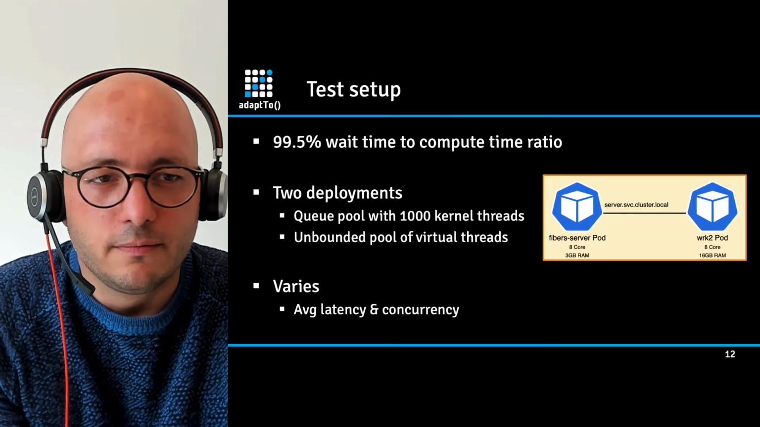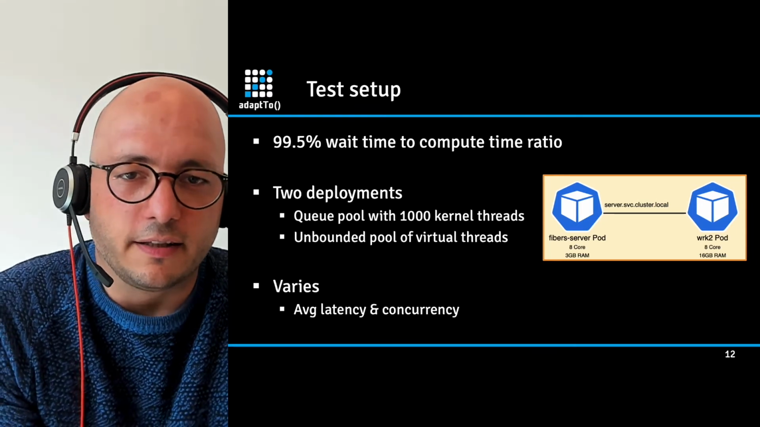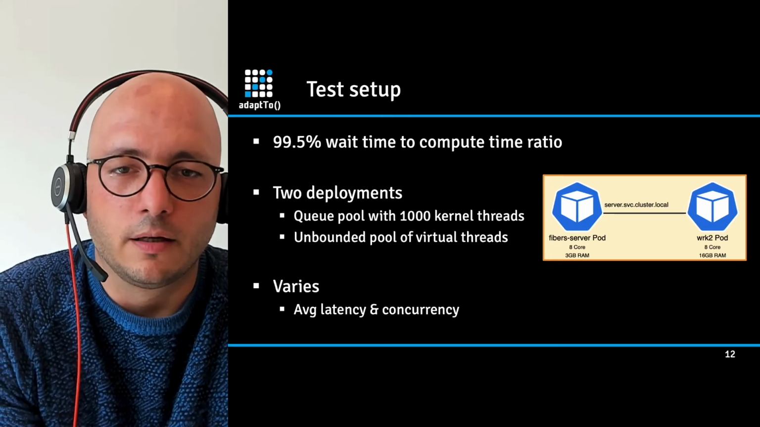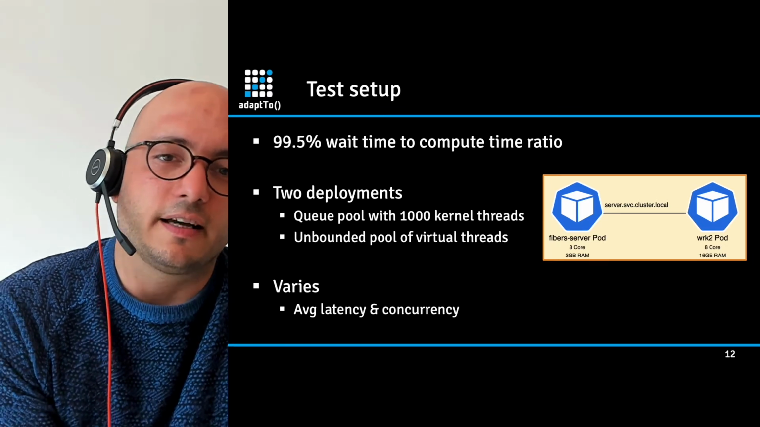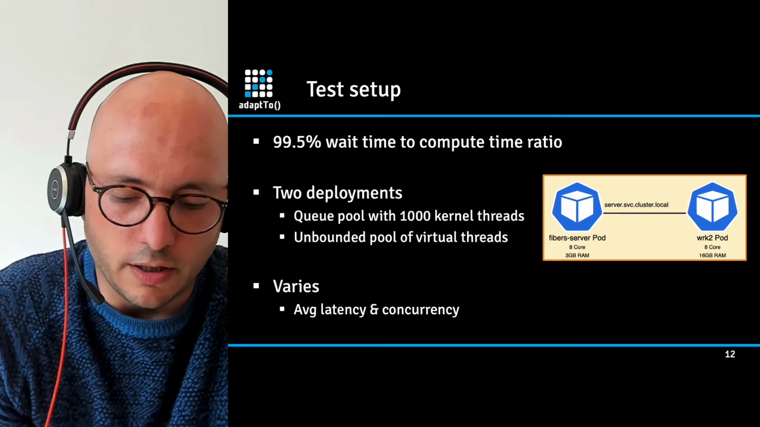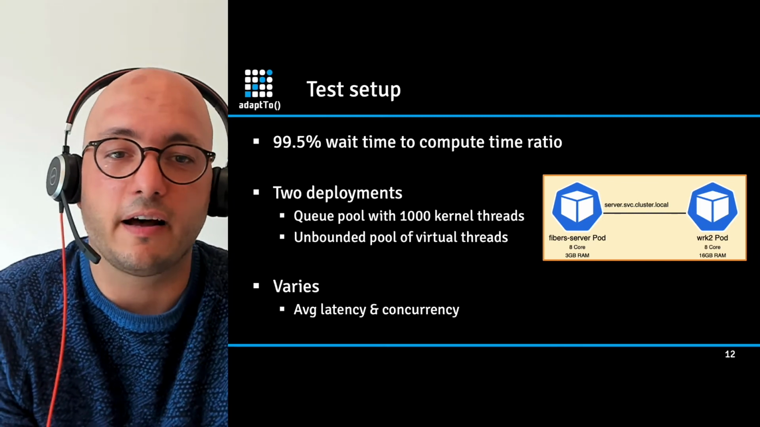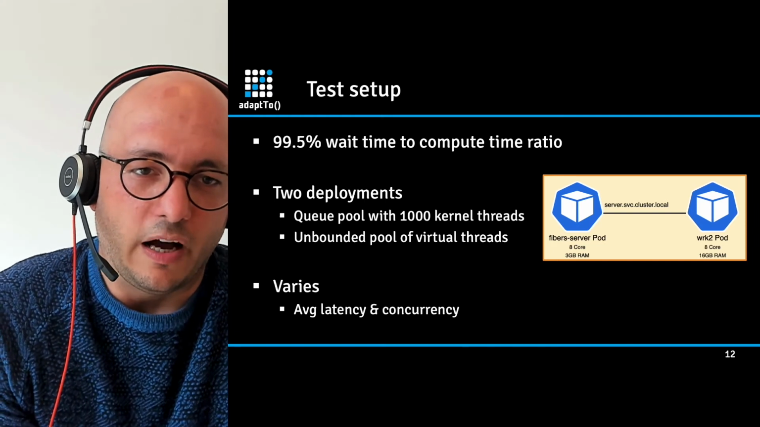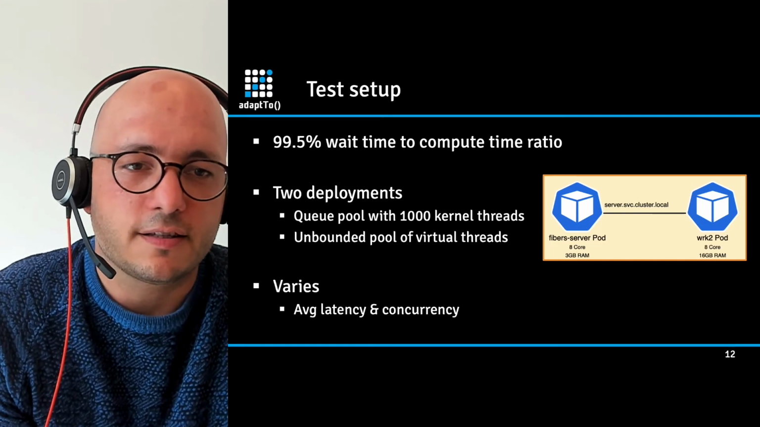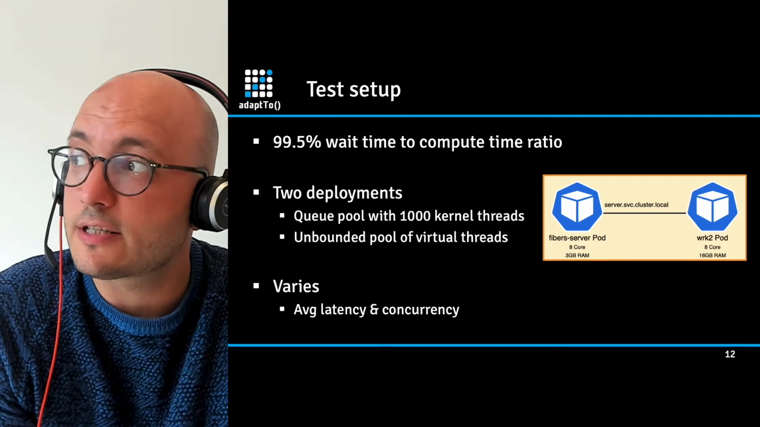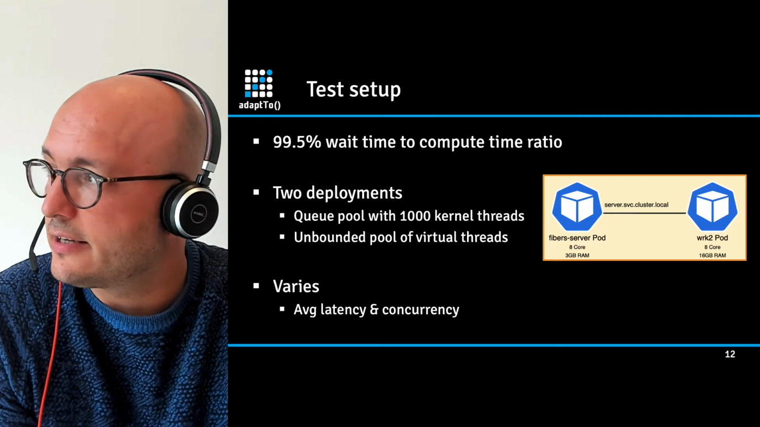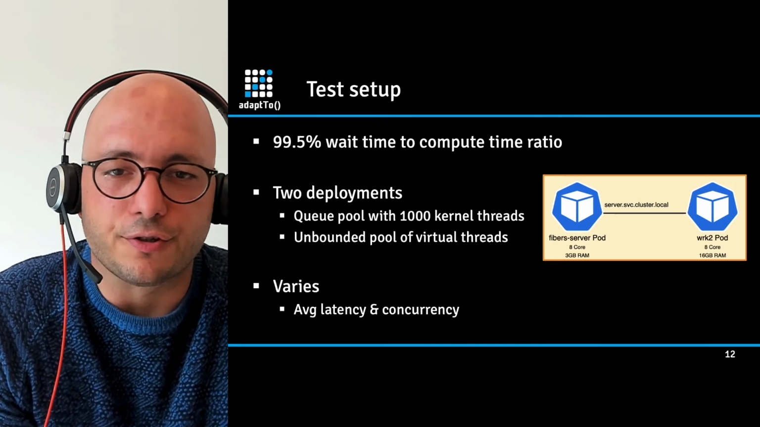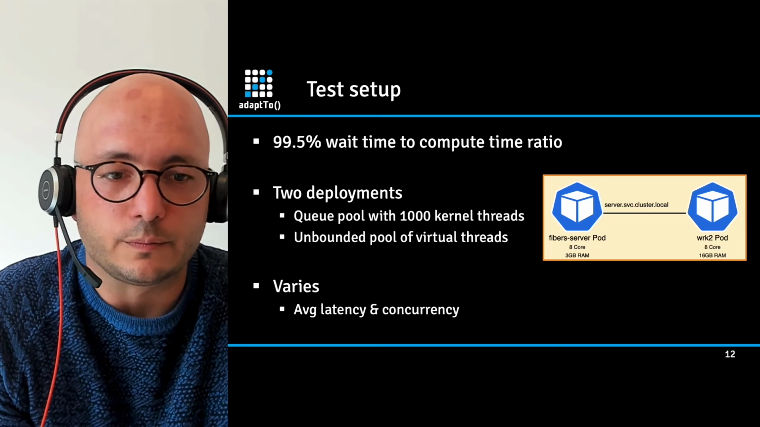And then I have a second server that I test, and that one has an unbounded pool of virtual threads. I have done various tests, and I varied the concurrency of the requests. So it means that I increased the number of concurrent requests made to the server. I did the test for different average request latencies: 1 millisecond, 10 milliseconds, 100 milliseconds, and 1 second. And for each of those, I measured the resulting throughput.